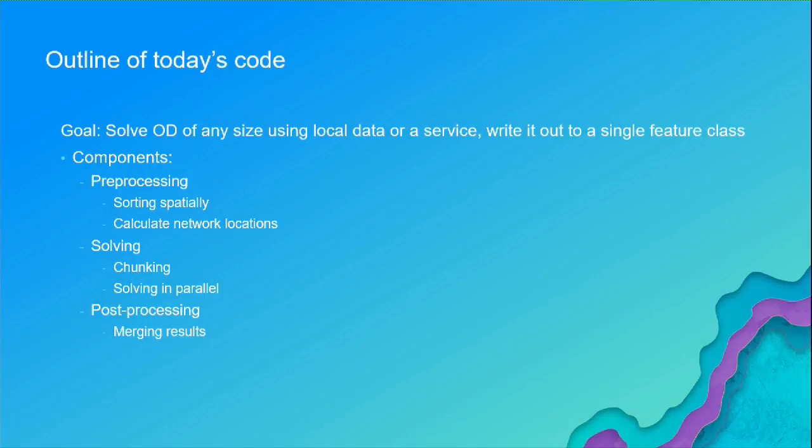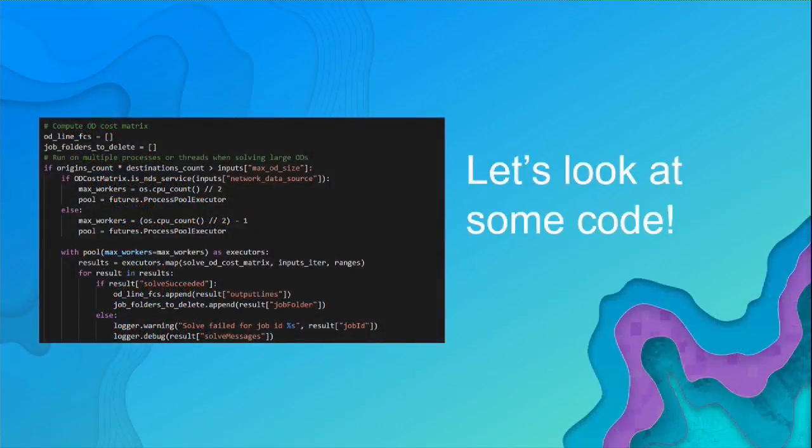All right, so Delesh is about to show you some code, and here's an outline of what we're going to have in it. So again, the goal is to solve an OD cost matrix of any size using either local data or a service, and write out the results to a single feature class. So the code has a couple of different components. First, it does some pre-processing. So we're going to show that spatial sorting and also calculating those network location fields. Then we'll solve the problem by chunking it up and solving in parallel. And then finally, we'll post-process the results by merging them all into one feature class. So, Delesh?